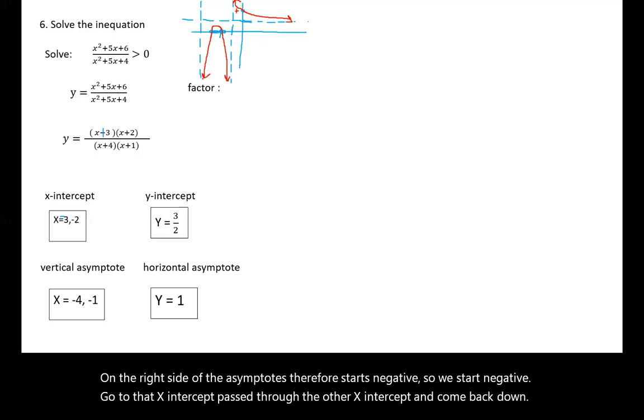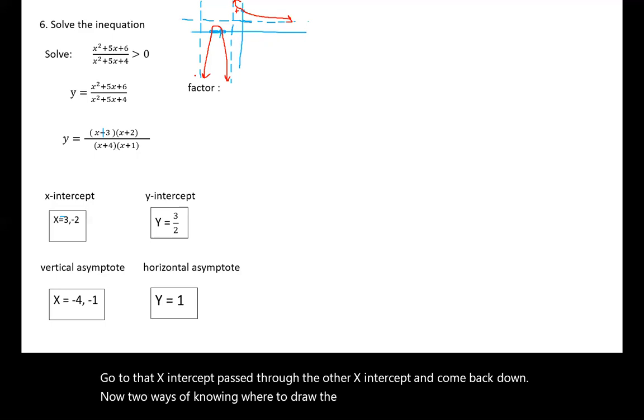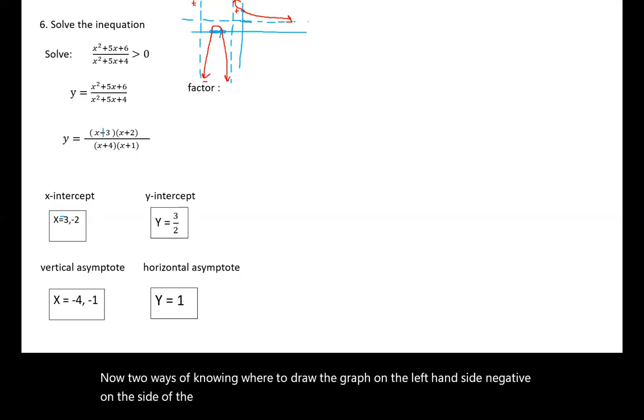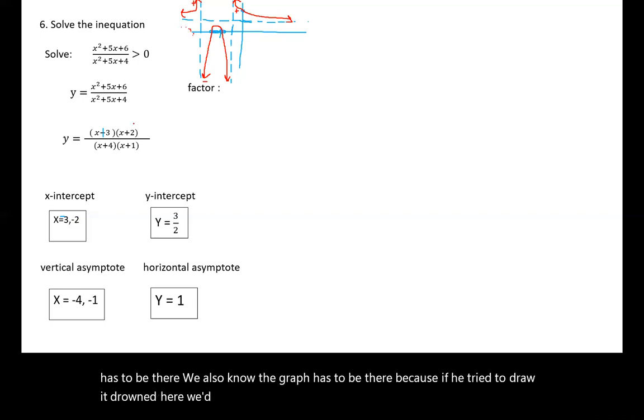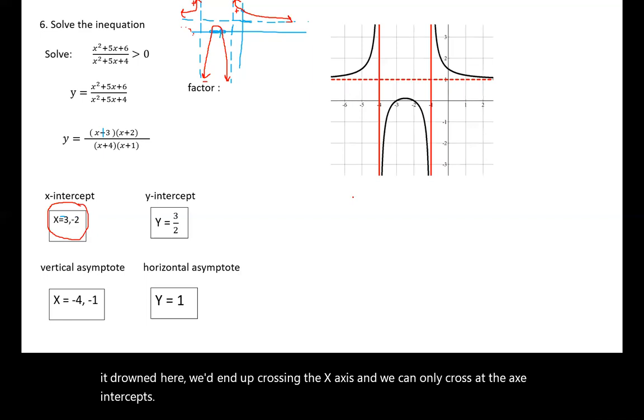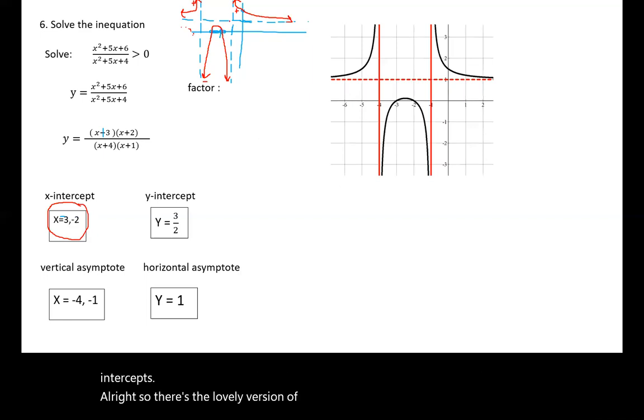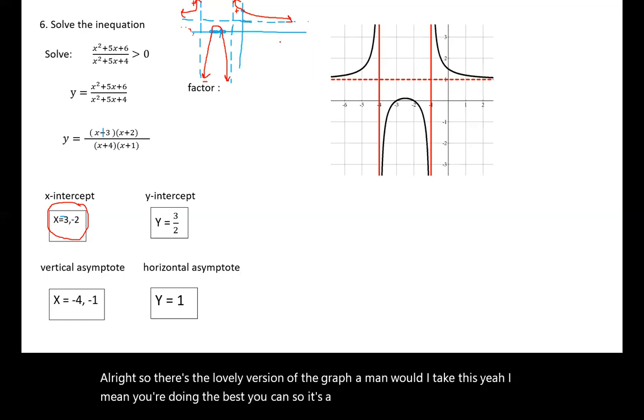Now, two ways of knowing where to draw the graph. On the left-hand side, negative on this side of the asymptote means we're positive on the right-hand side, so our graph has to be there. We also know the graph has to be there because if we tried to draw it down here, we'd end up crossing the x-axis, and we can only cross at the x-intercepts. All right, so there's the lovely version of the graph. And would I take this? Yeah, I mean, you're doing the best you can, so it's a little untidy, but this is our aim.